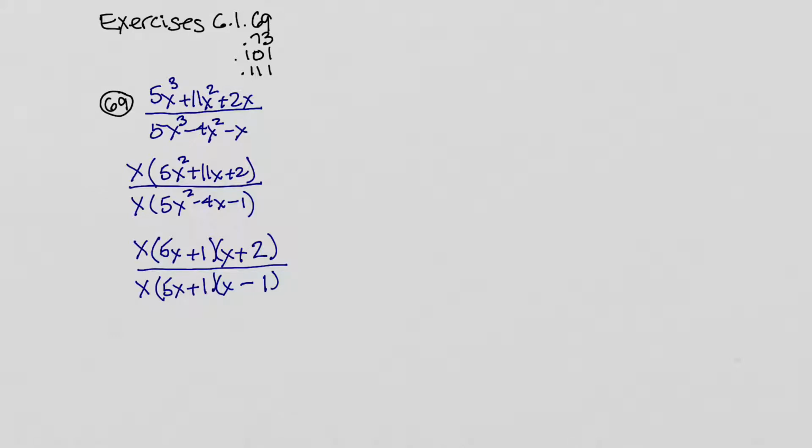And now I can see some common factors, right? We've got the x's, those will go out. We've got the 5x plus 1 here, that'll go out with that one. So let's cancel those. We're actually dividing them out, but we'll say we're canceling in the interest of efficiency. So the x's will go, the 5x plus 1's will go, and doing that, we will be left with x plus 2 over x minus 1.